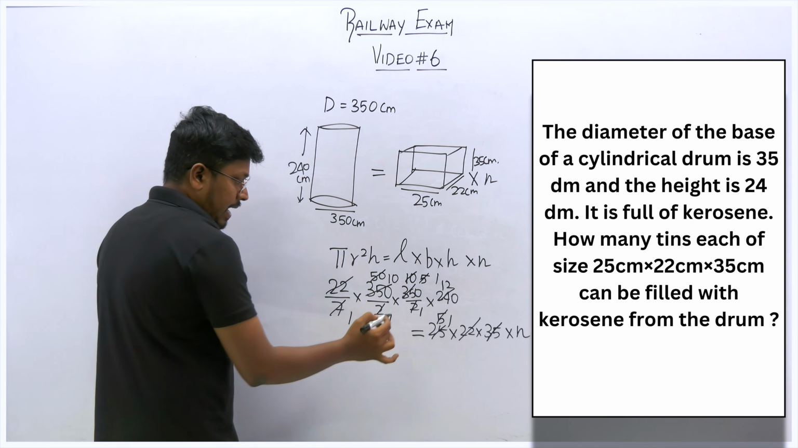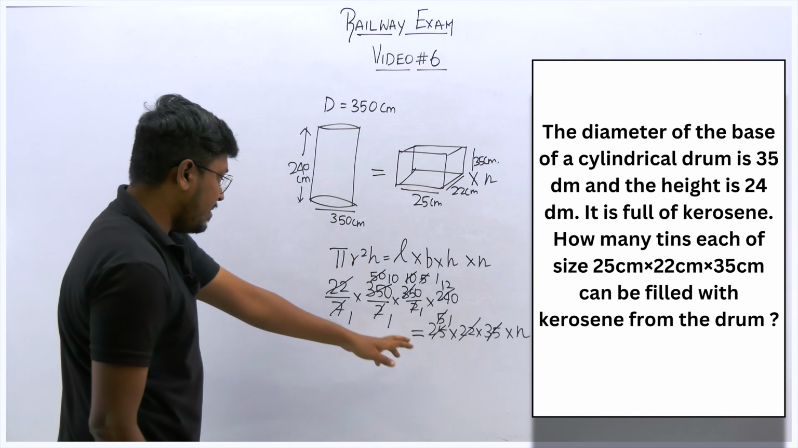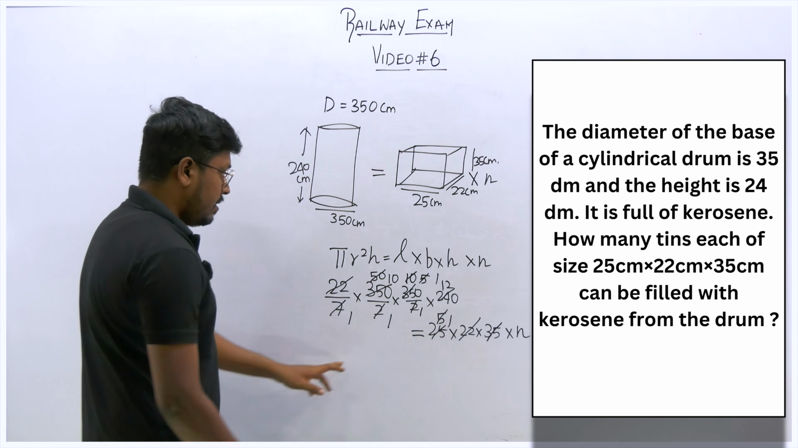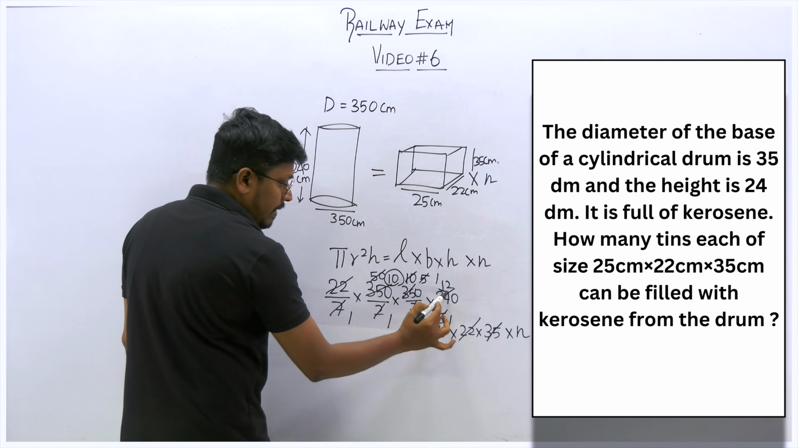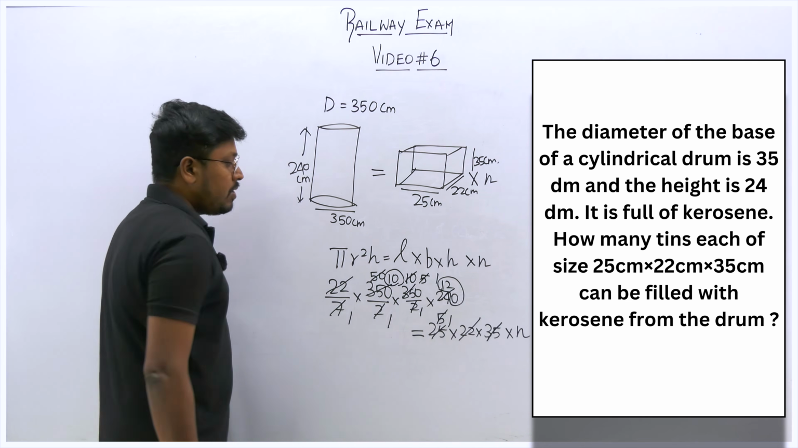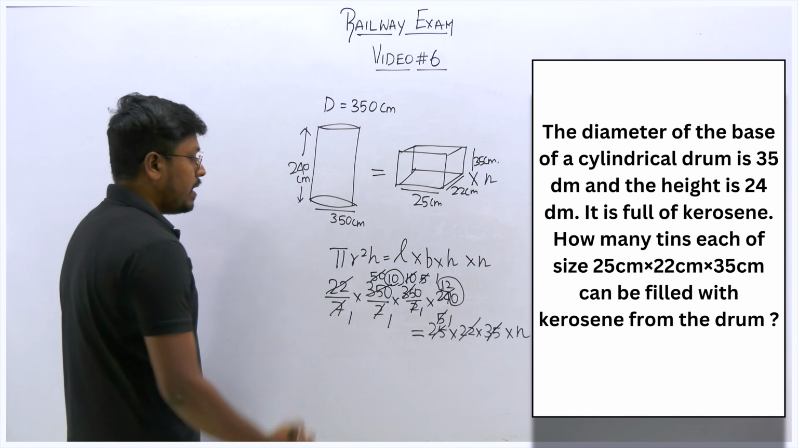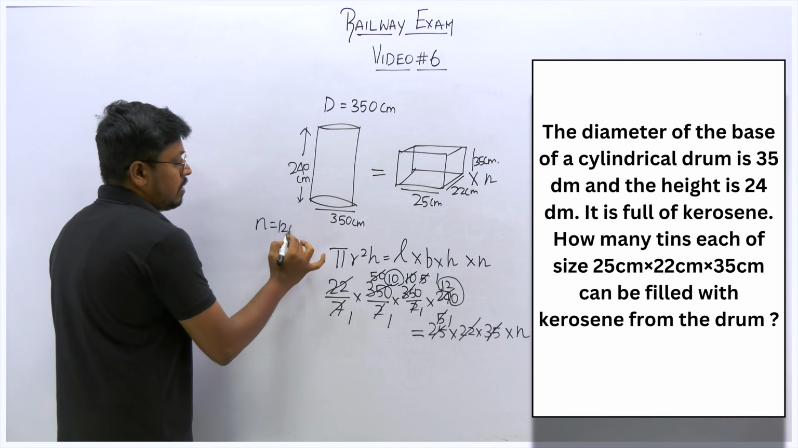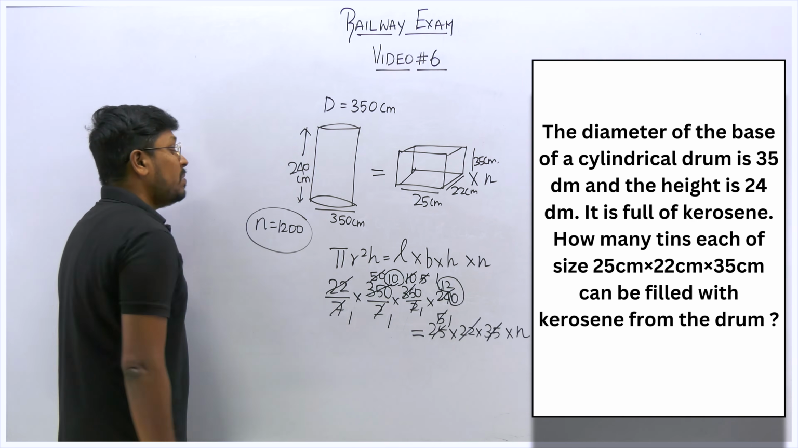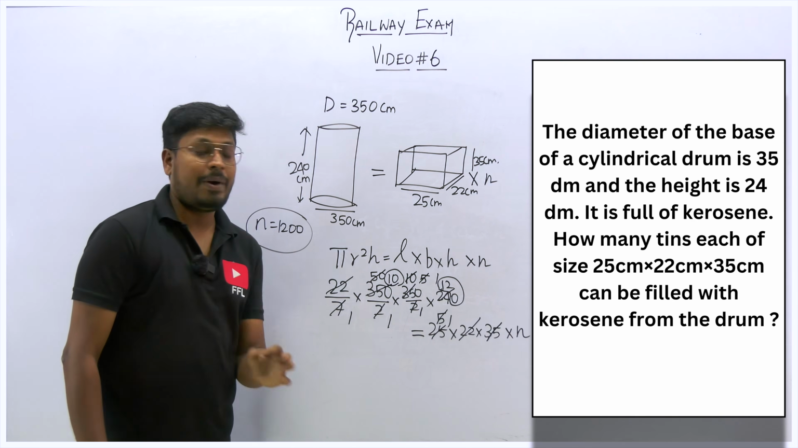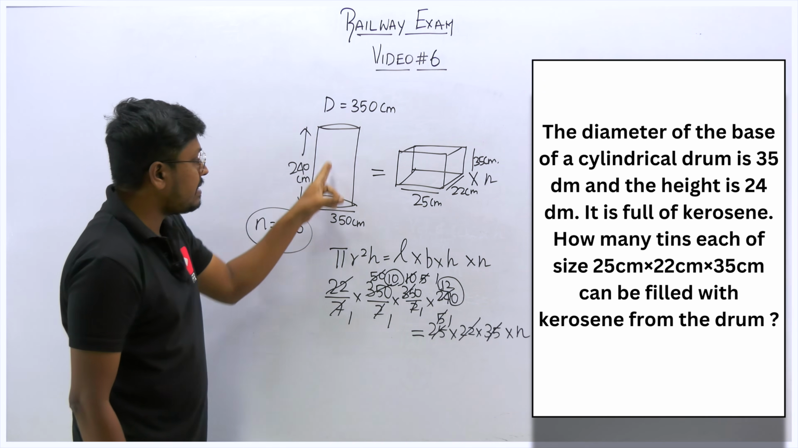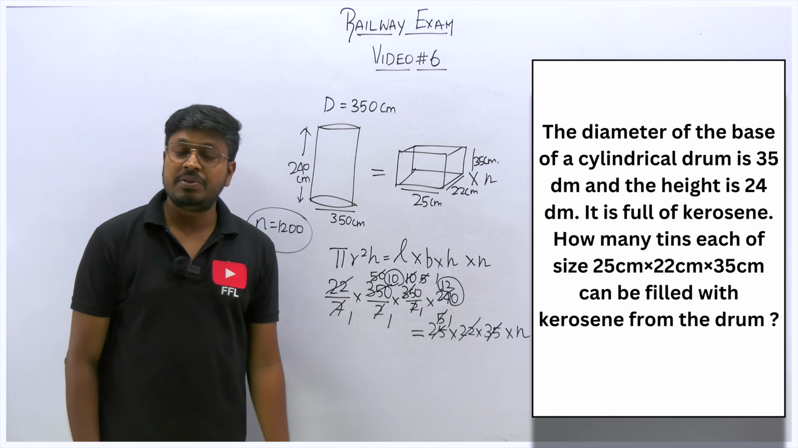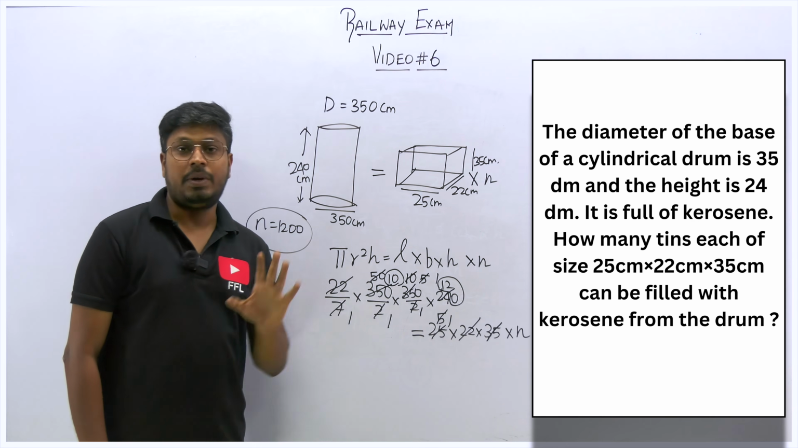So finally we have cancelled all the values on the right hand side except this 10 in the numerator and 120 in the numerator. So 120 into 10 will be 1200. So n is equal to 1200, which means 1200 tins are required in this dimension in order to pour the complete kerosene which is inside the drum. So the answer for this question will be 1200.